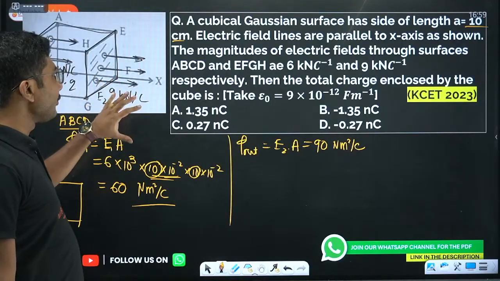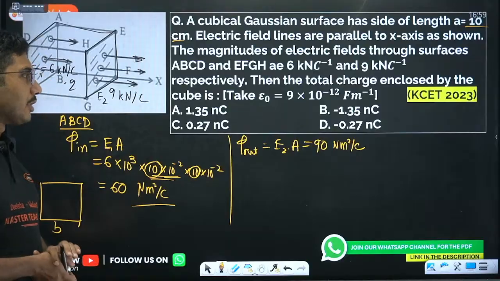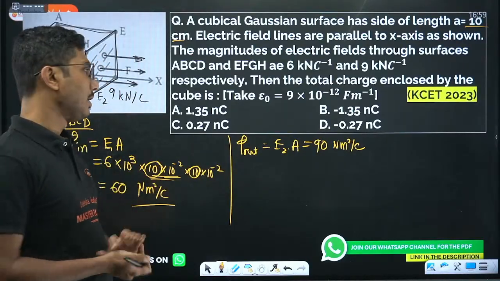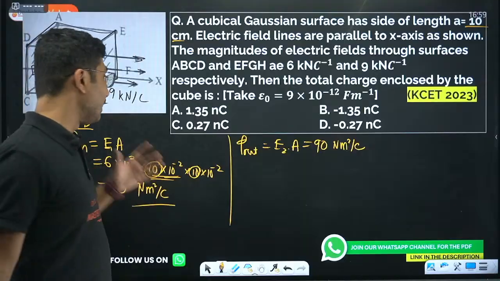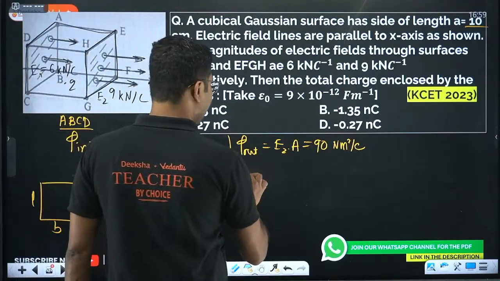This was 9 kilonewton, surface area is same. So I must get 90 Newton meter square per coulomb. So the net flux is calculated. Incoming and outgoing flux is calculated. Now we have to calculate the net flux.